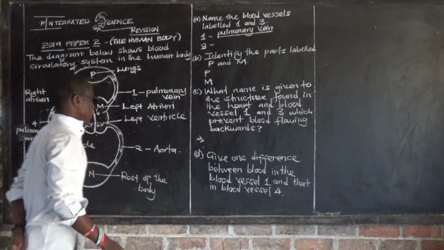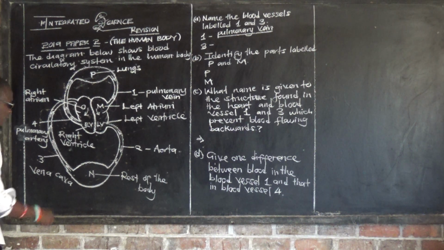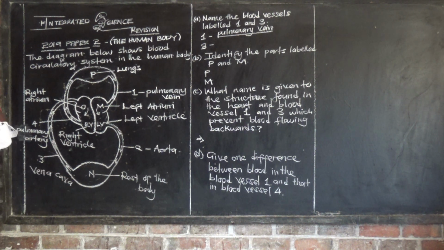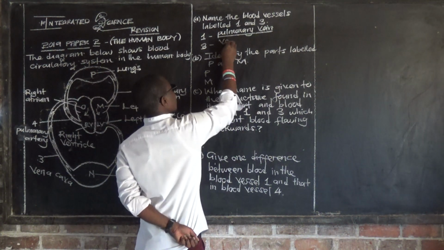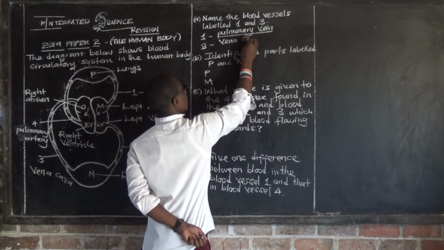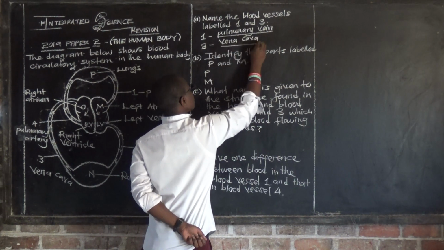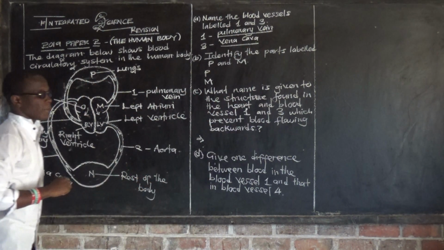Then you have got 3. They want us to identify the blood vessel 3. So 3, this is what? This is the vena cava. 3, this is our vena cava. Okay? Then let us look at question B.